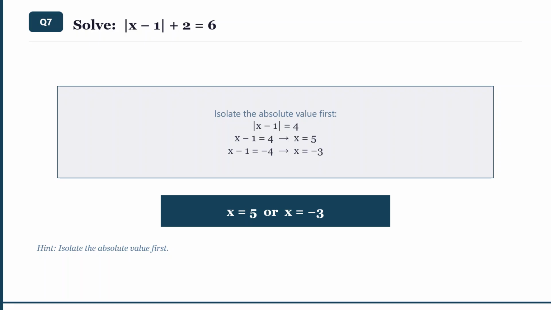x equals -3. The forgot to isolate trap is the failure mode. Students who skip step 1 try to split with the plus 2 still attached and end up with garbage cases. Always isolate the absolute value term before splitting.